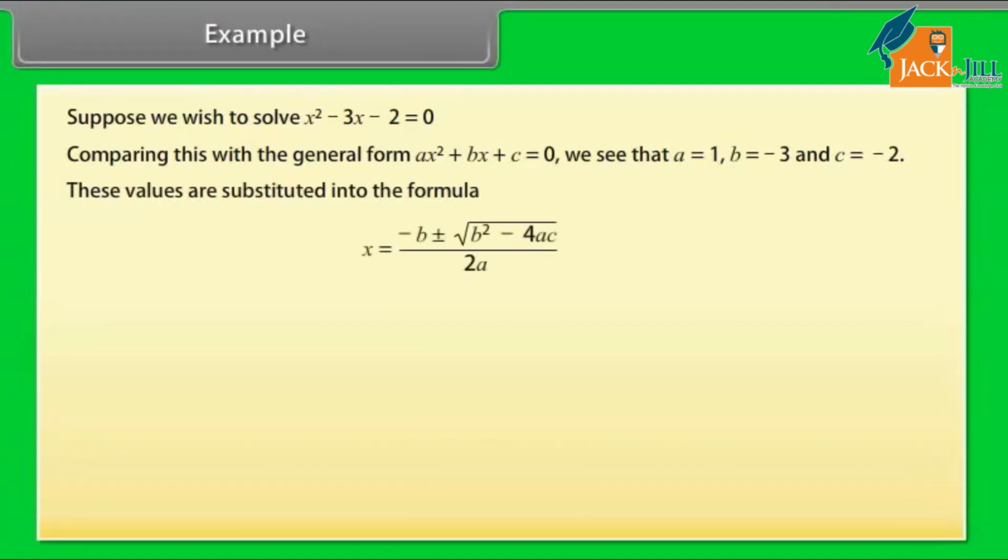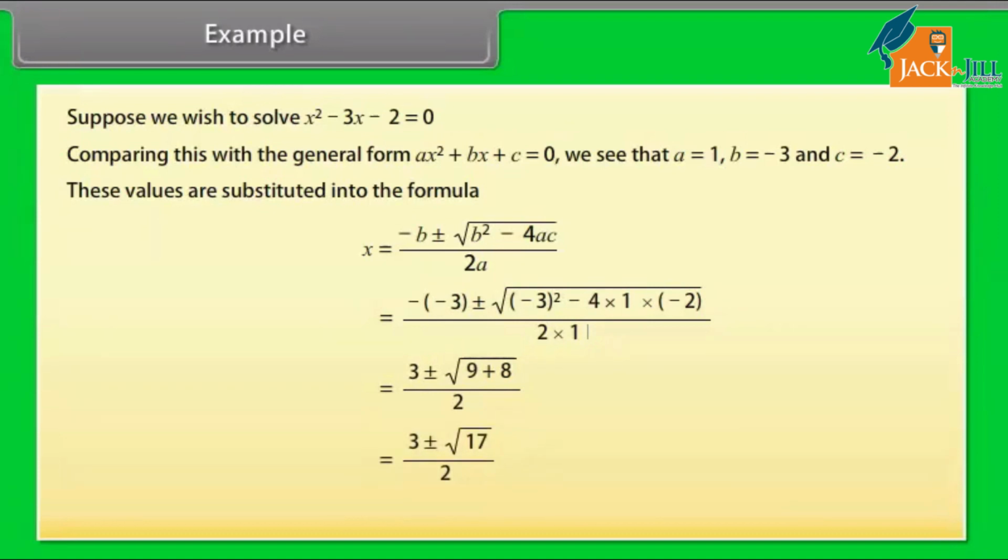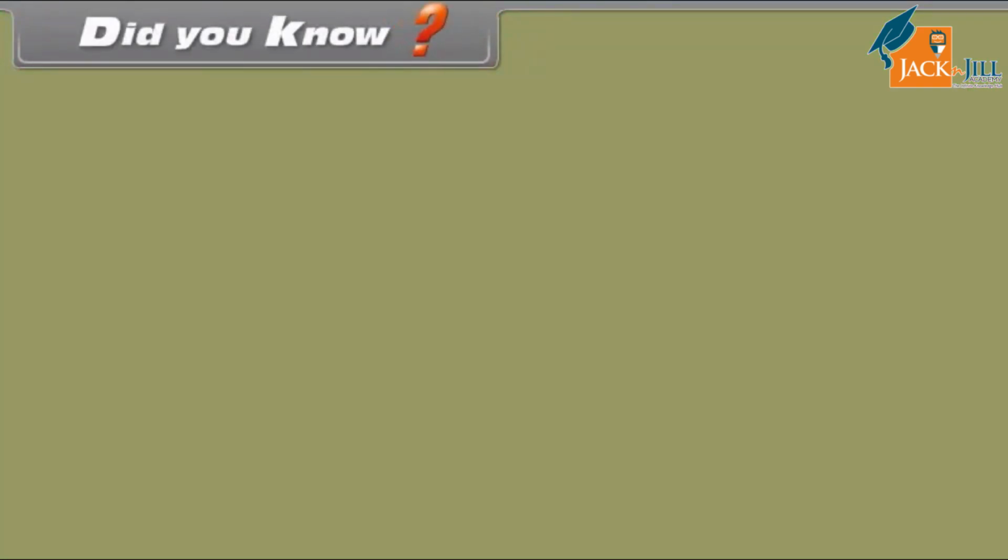It becomes x = (-b ± √(b² - 4ac)) / 2a, which is equal to (-(-3) ± √((-3)² - 4 × 1 × (-2))) / (2 × 1). By calculating it, we get (3 ± √17) / 2. These solutions are exact. Did you know?